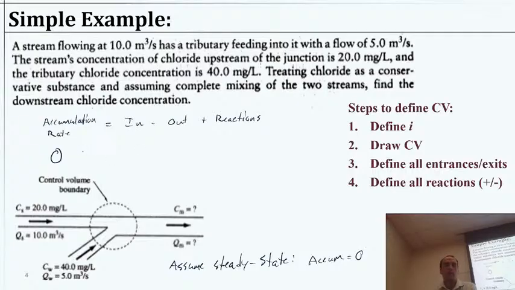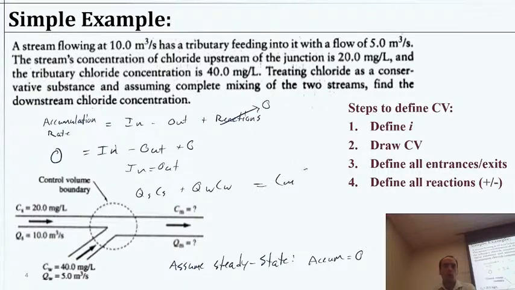All right, so then we can more easily say 0 equals in minus out. There were no reactions because we said it's conservative. So that means input equals output. The two inputs here would be QSCS plus QTCT, going to be equal to the CMQM. And again, each of these, when we take a concentration times the flow rate, we're going to get a mass per time. So in each case, we're getting mass per time units. Even though we put accumulation to 0, we should still treat it as mass per time, right?